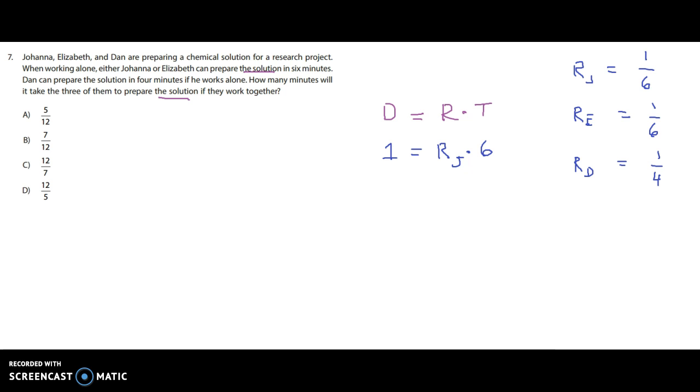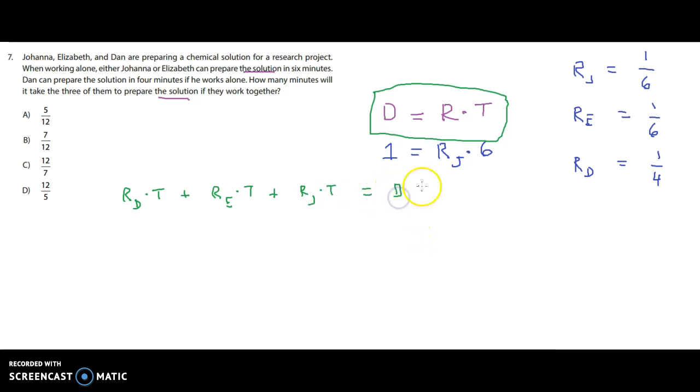All we have to do is add them up together. We're still using this master formula, but now we have 3 rates working together. So we have the rate of Dan times his time, plus the rate of Elizabeth times her time, again just expanding on this rate-times-time formula, plus the rate of Johanna times her time, is equal to the distance, or whatever was completed.